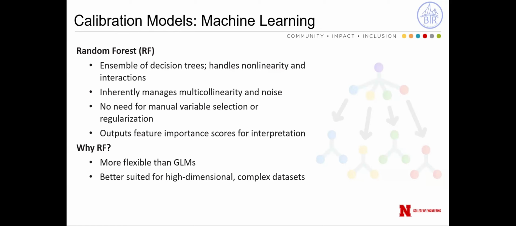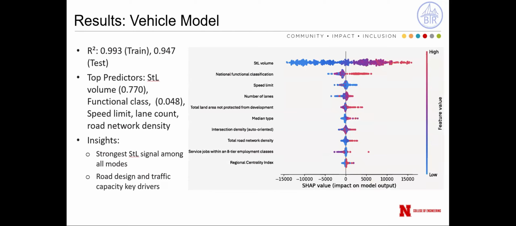So we also get feature importance scores, and that coupled with SHAP plots, it can help interpret the models, so it's not a black box anymore. We found that random forests offered much better predictive accuracy than negative binomial models, and that's why we will be focusing on the random forest results. Now, moving on to the results, for the vehicle model, we achieved an R-squared value of 0.993 on the training set and 0.947 on the test set, which was excellent.